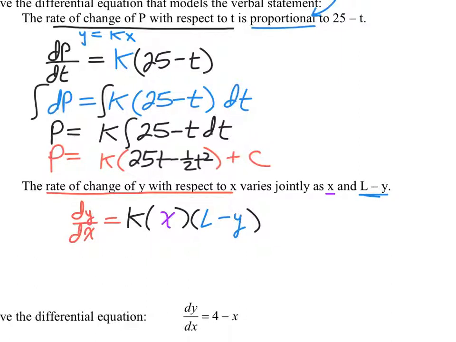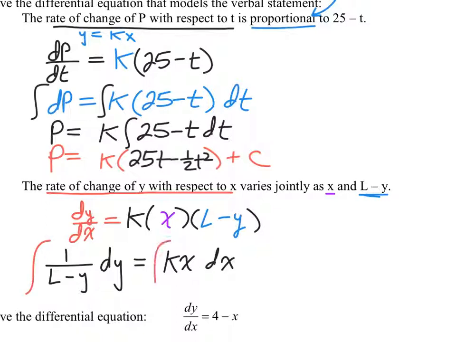Right? But anyway, I can separate variables. Y's go to the left, x's go to the right. Because it's a function of 2 variables, it's not that bad. The L takes on the role of a constant. All right, so 1 over L minus y dy is equal to kx dx. Integrate.